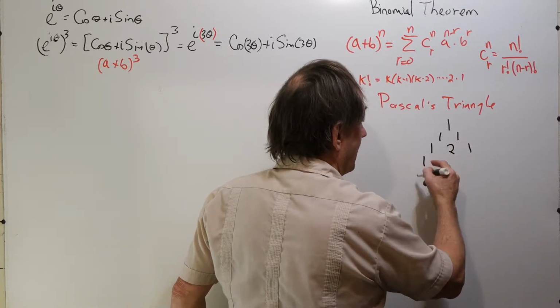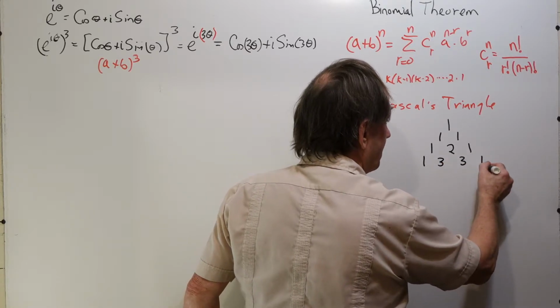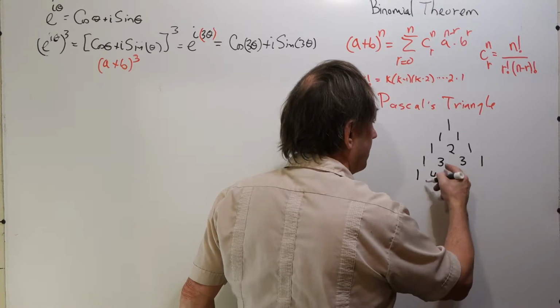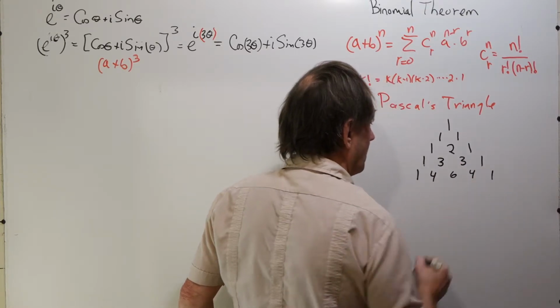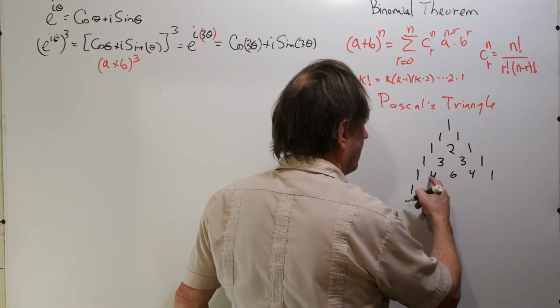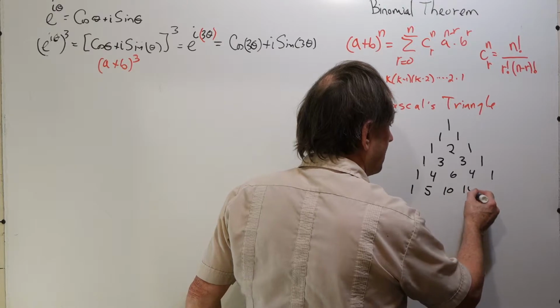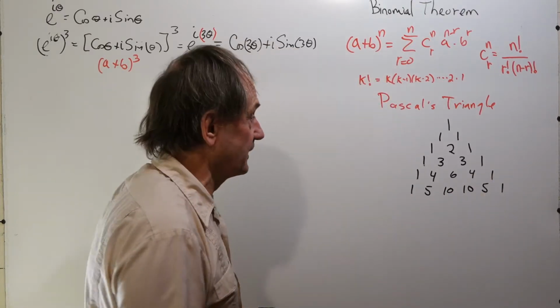We put down a 1. 1 plus 2 is 3. 2 plus 1 is 3. We put down a 1. Put down another 1. 1 plus 3 is 4. 3 plus 3 is 6. 3 plus 1 is 4. Then another 1. 1 plus 4 is 5. 4 and 6 is 10. 6 and 4 is 10. 4 and 1 is 5. And then another 1. And so on. That's how you build the triangle.